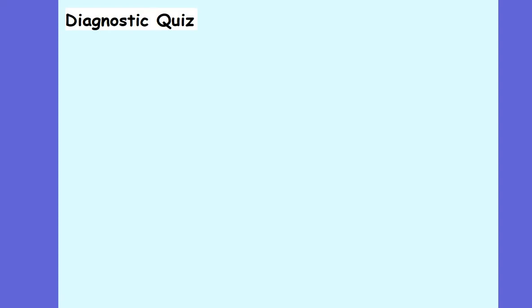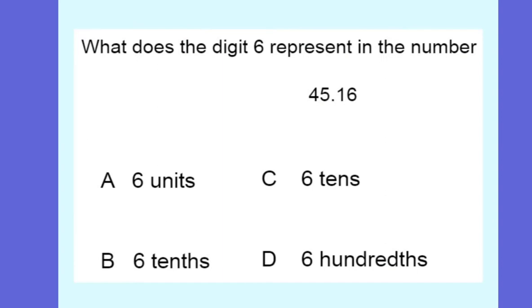Okay guys, we're going to run through a diagnostic quiz, so a series of 5 questions A, B, C and D. Write down your answers in your rough books as we go along, and then I'll go through the answers at the end. Question number 1. What does the digit 6 represent in the number 45.16? Pause the video if you need some extra time. A, B, C or D?